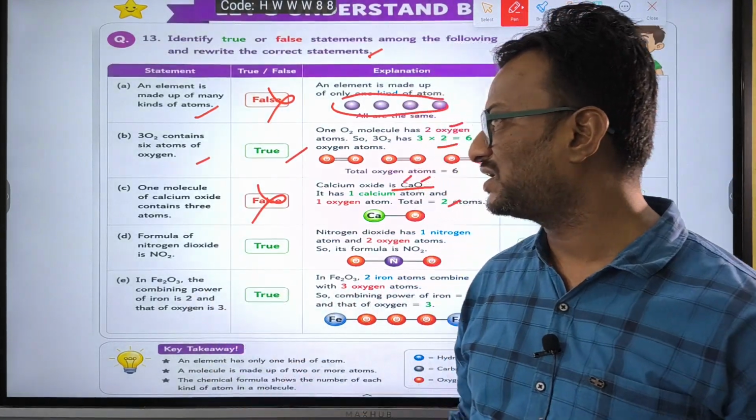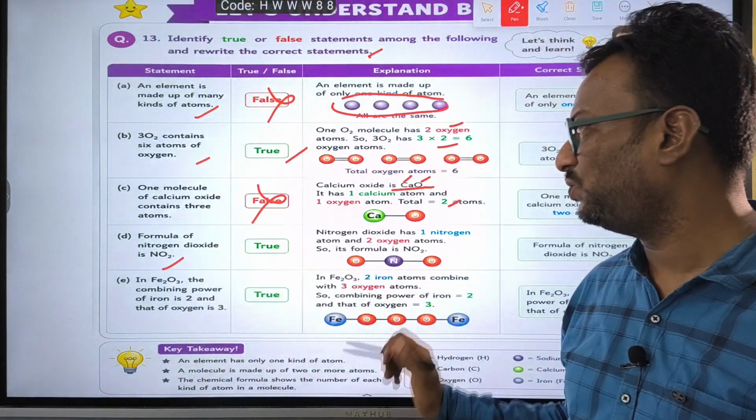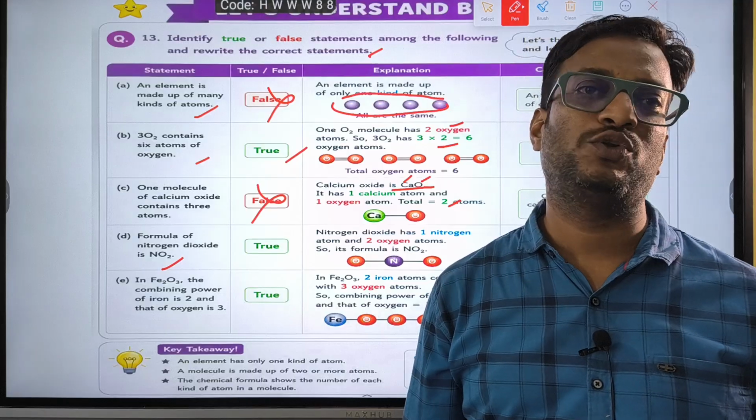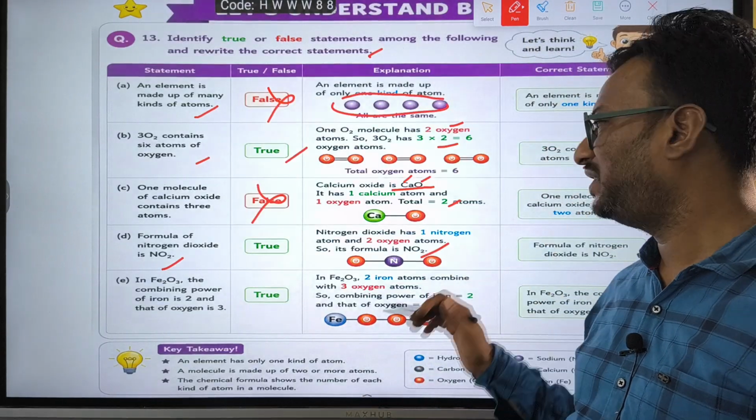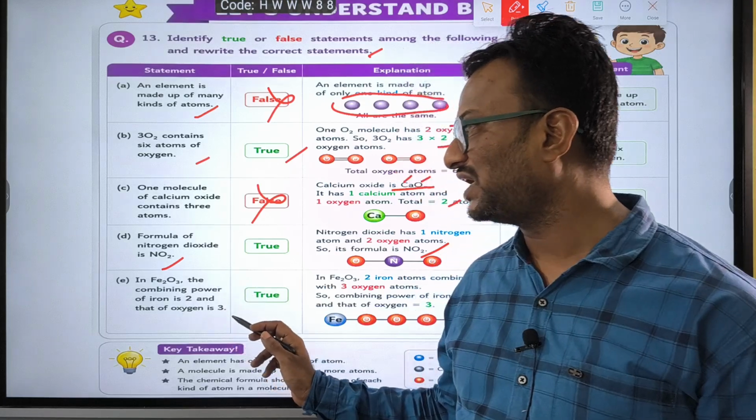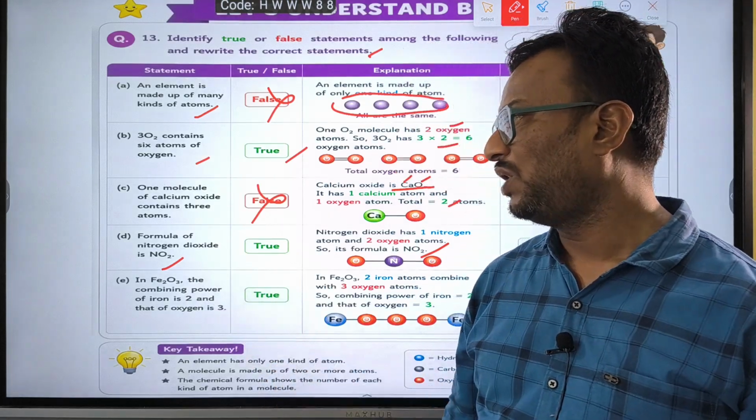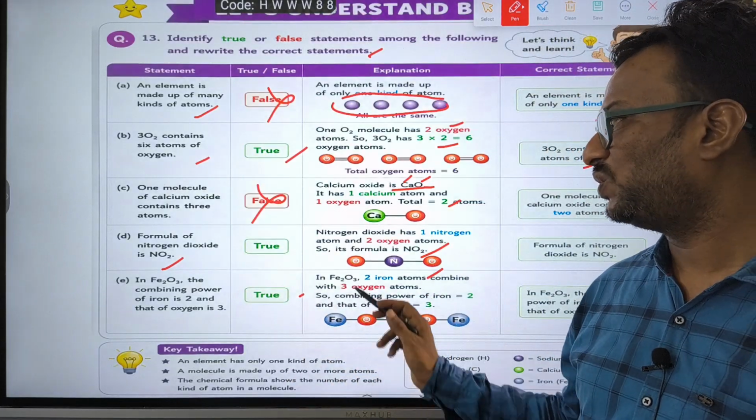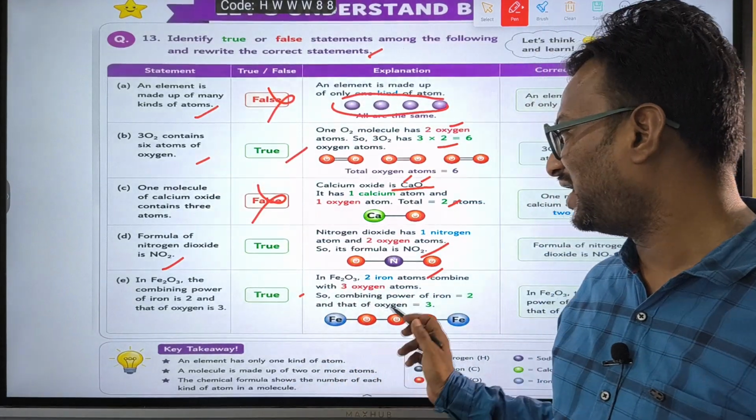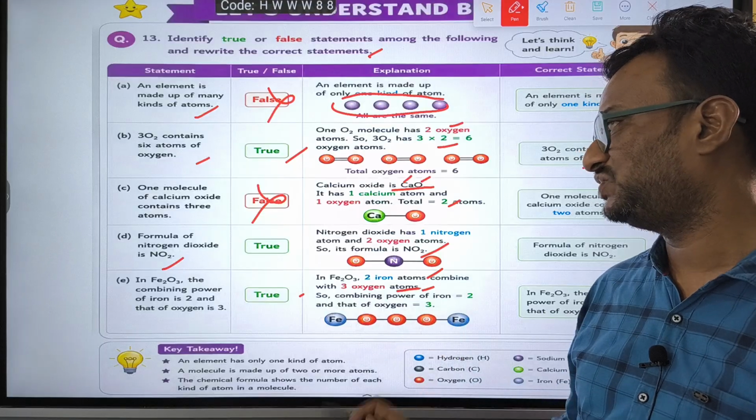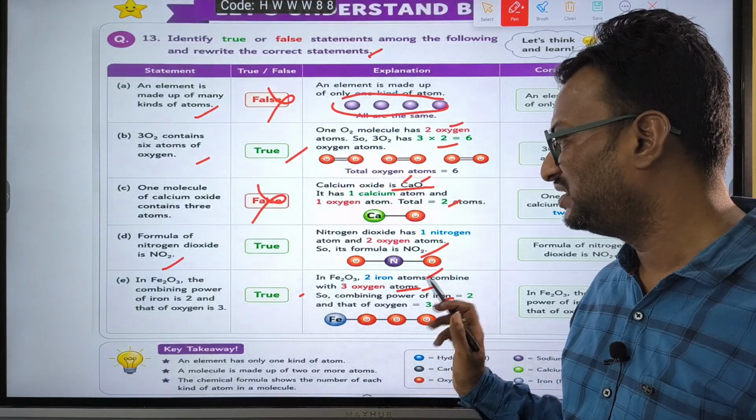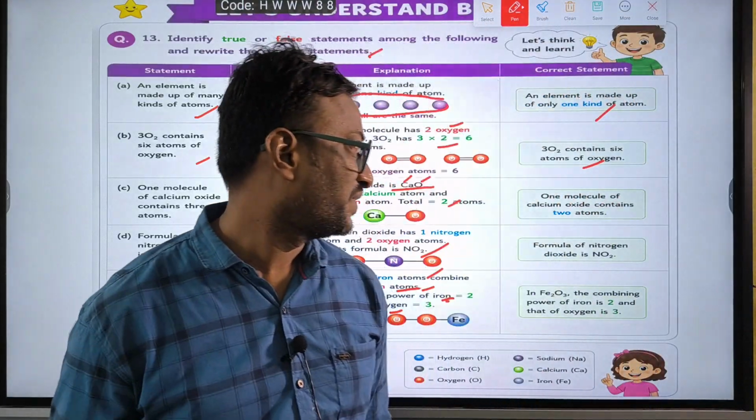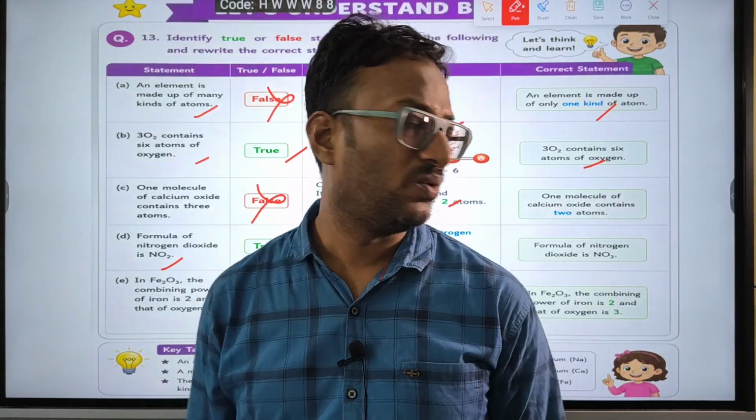Formula for nitrogen dioxide is NO2. Yes, it is true. Nitrogen dioxide has 1 nitrogen atom and 2 oxygen atoms. So it is true. In Fe2O3, the combining power of iron is 3 and that of oxygen is 2. Yes, it is true. In Fe2O3, 2 iron atoms combine with 3 oxygen atoms. So the combining power of iron is 2 and that of oxygen is 3, in case of Fe2O3.